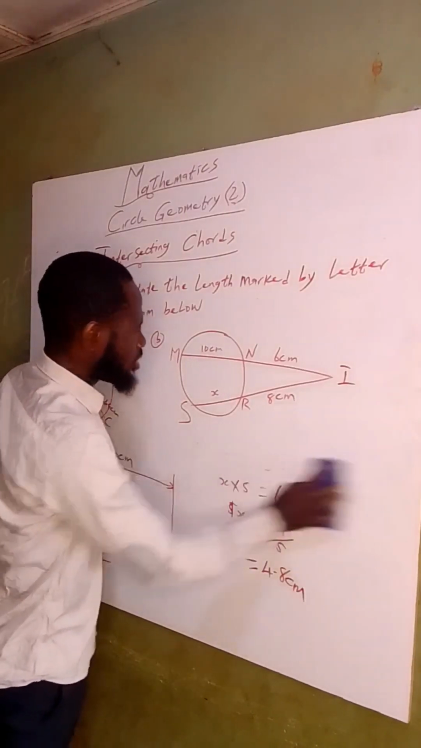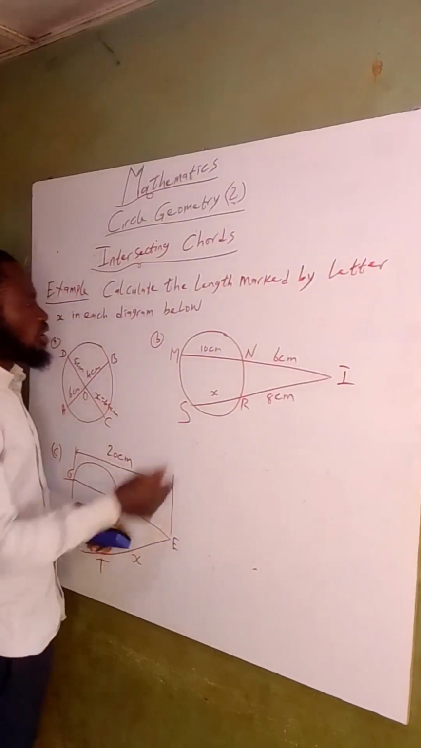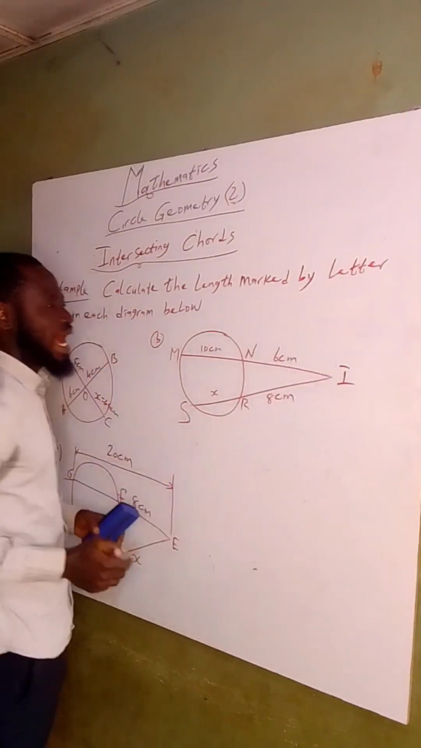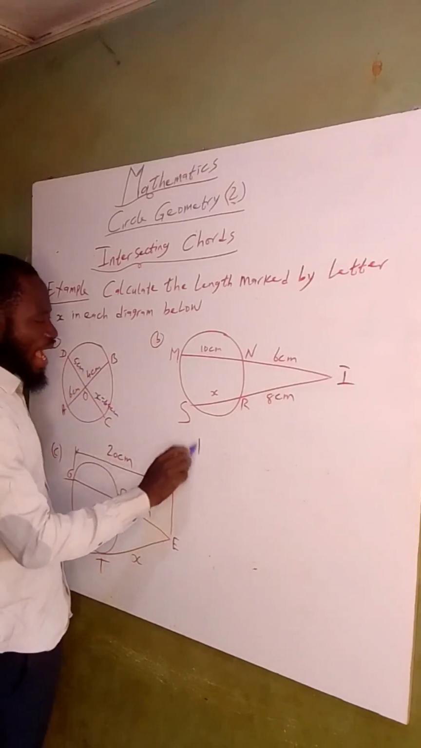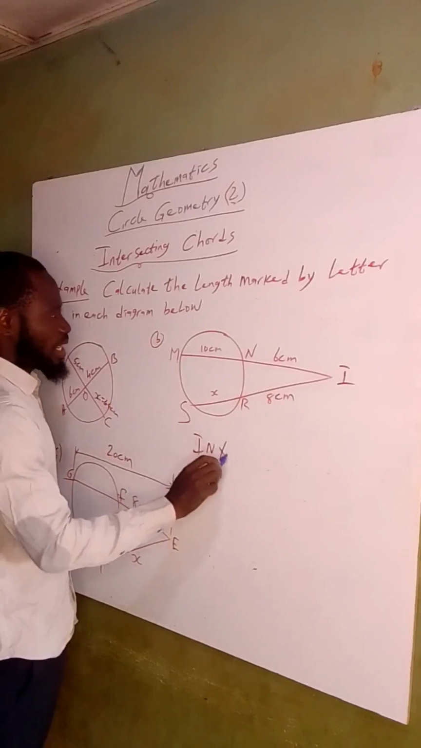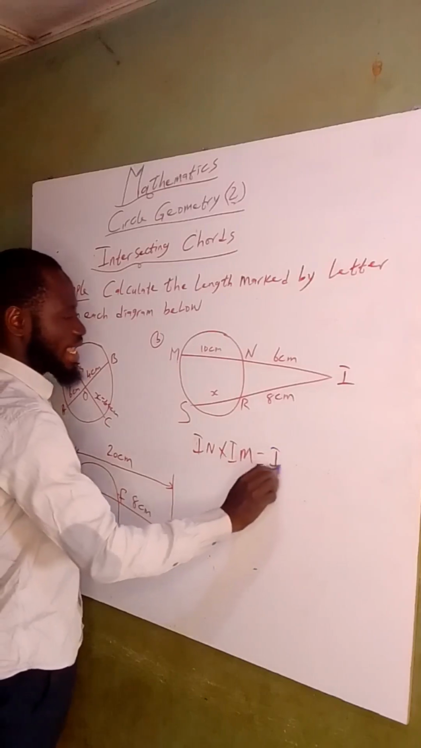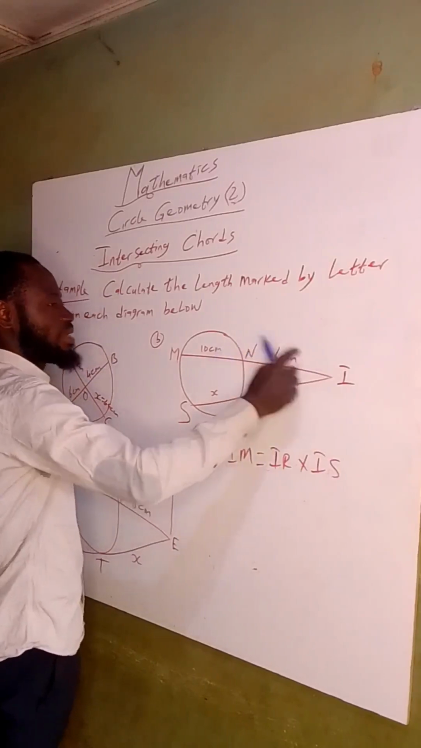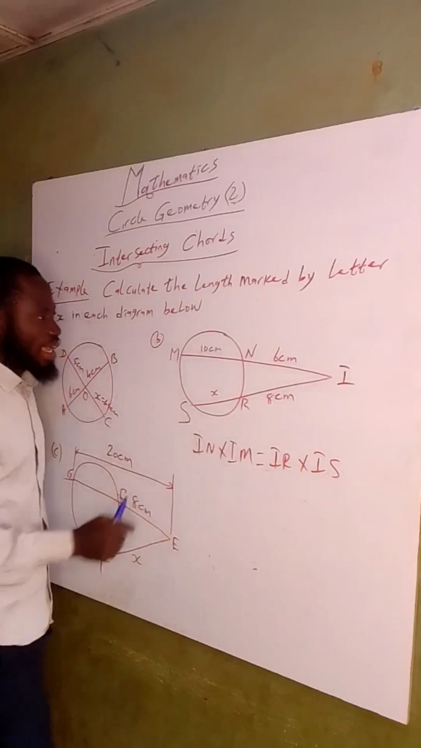The second one is telling us that we also have a chord MN and a chord SR, but they intersect outside the circle. That tells us that IN multiplied by IM is equal to IS multiplied by IR.